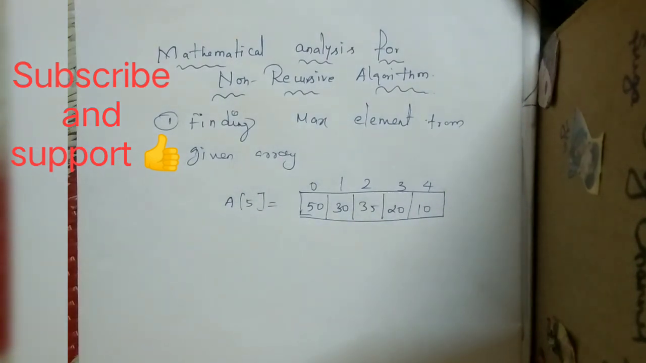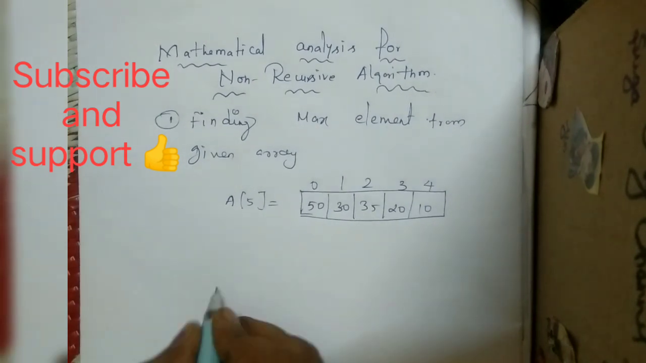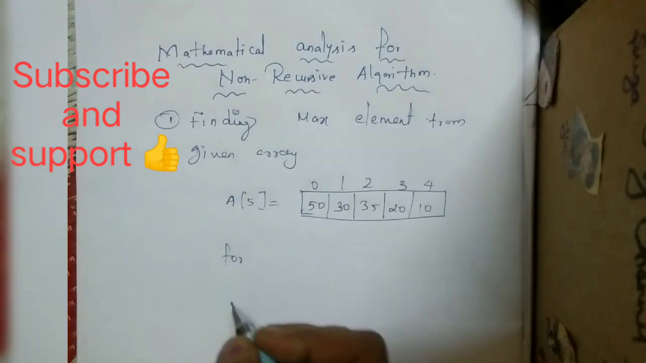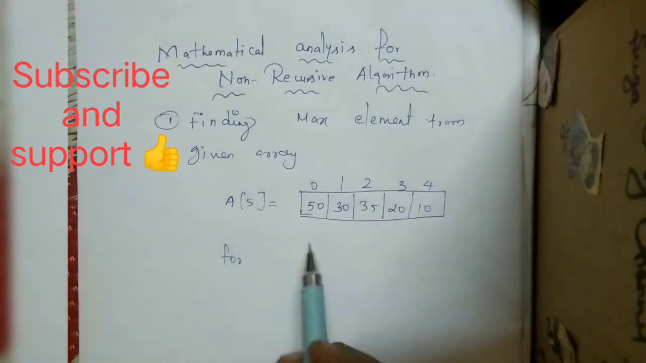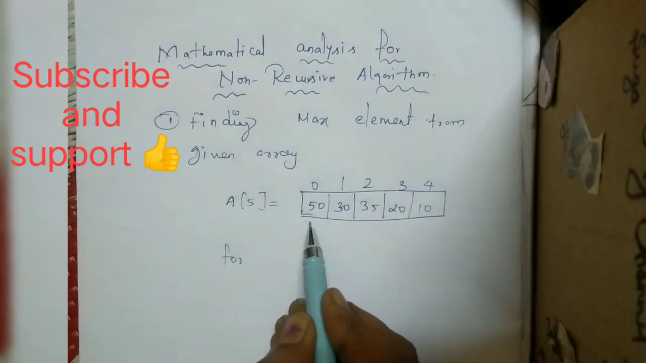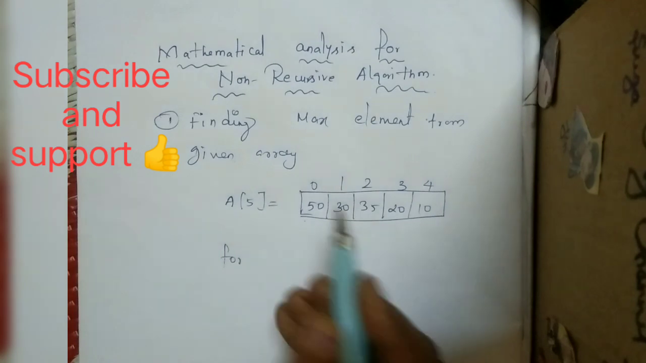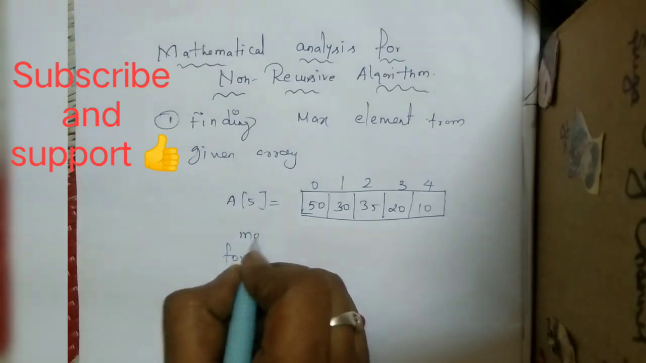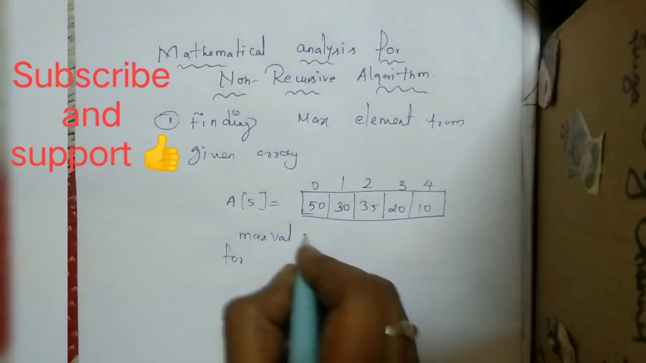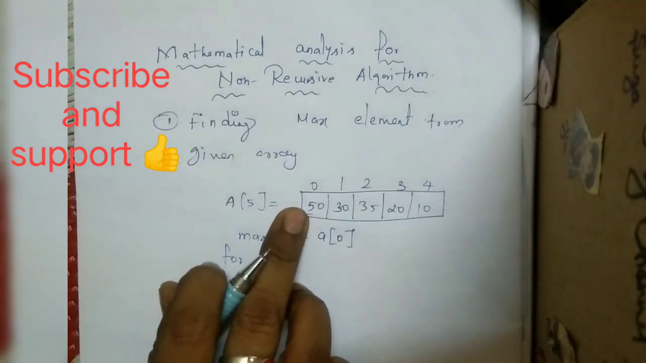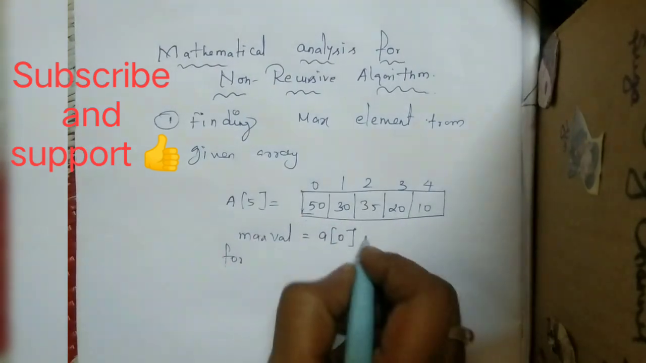So here we are going to write the logic, that is the algorithm, for how we can find the maximum element from the given array. First we have to write a for loop, because using a for loop we can find at which location the maximum element is present. We have to start from 0. First we have to store the first element into some variable. So we use a different variable, here we will call it max val. The value present at the 0th index, a of 0, we store into the max val variable.